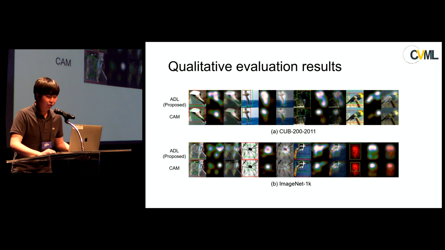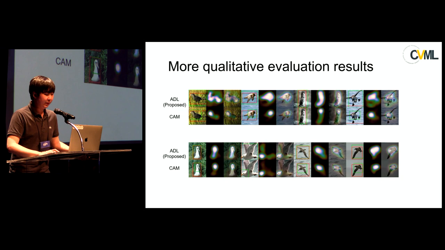Here, we visualize the qualitative evaluation result. The left image in each figure is the input image. The red bounding box is the ground truth, while the green bounding box is the estimate. The middle image is the heat map, and the right image shows the overlap between the input image and the heat map.